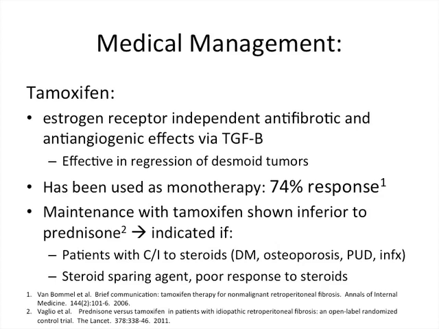and given the recent study that's come out from Vaglio and his colleagues that we just talked about, one may consider reserving its use for patients who either have a contraindication to steroids, such as diabetes, osteoporosis, or ulcer disease, or using it, like we said with the immunosuppressive agents, as a steroid-sparing agent to minimize the dose and duration of steroid treatment.